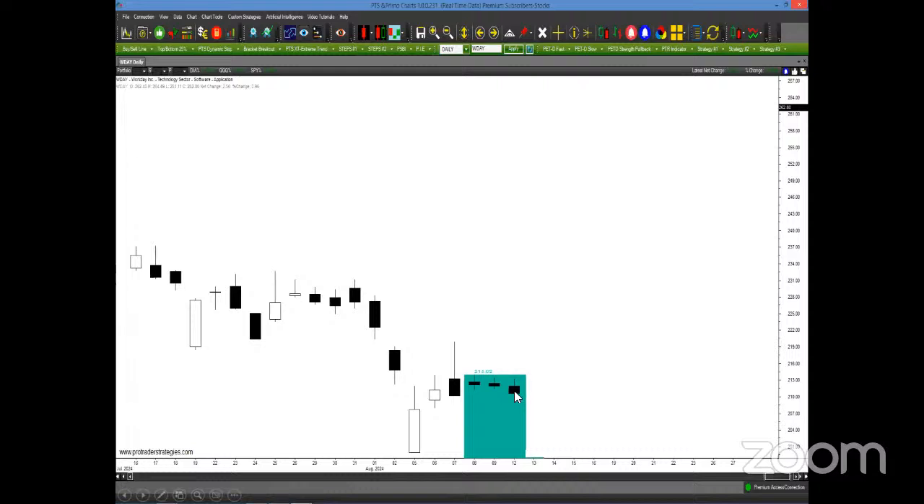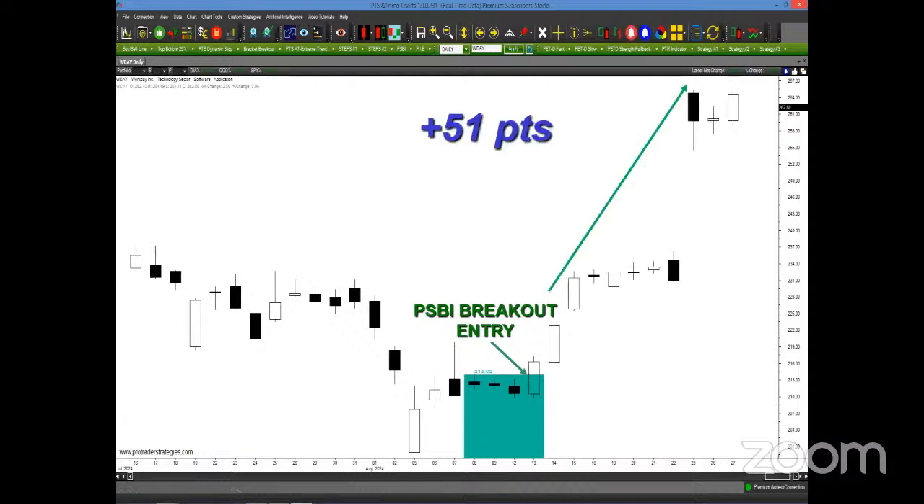So let's see what happened. Well, in the very next bar, it did. So you would have entered right here. And guess what? 51 points, okay? So you see how simple this is. Remember, you can use this for day trading, intraday trading, for swing trading, weekly bars, monthly bars. The PSBI does not care or concern itself with what time frame bar it's looking at.